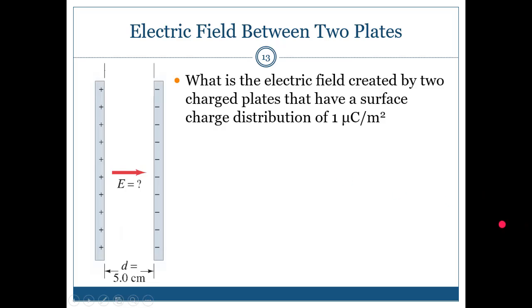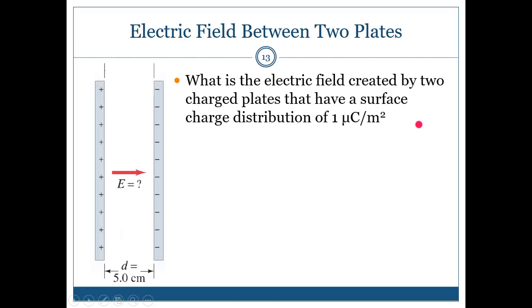So I will tie this to another question that is also in the lecture notes that we haven't covered. What is the electric field created by two charged plates that both have a surface charge distribution of 1 microcoulomb per meter squared? And in this picture, you see the plates. They are separated by a distance d. One is positively charged and the other one is negatively charged.